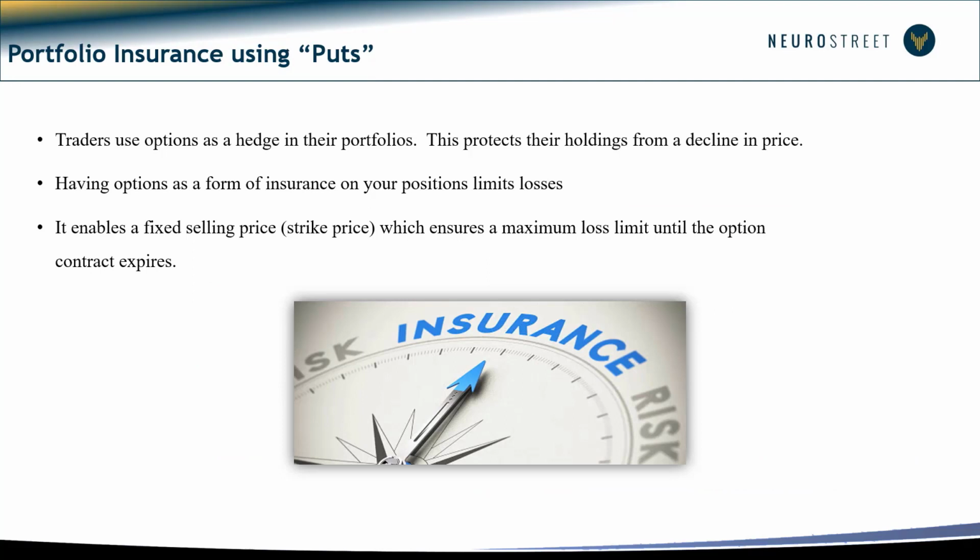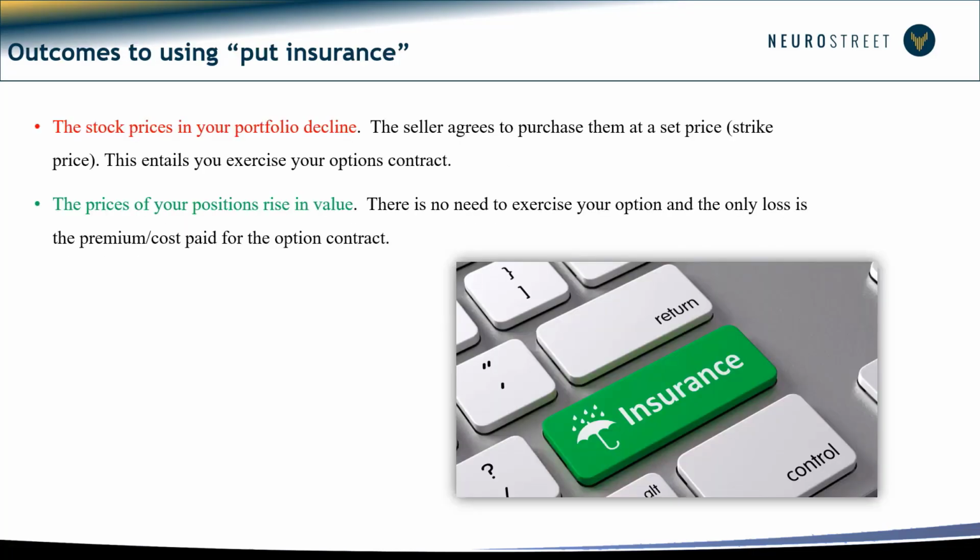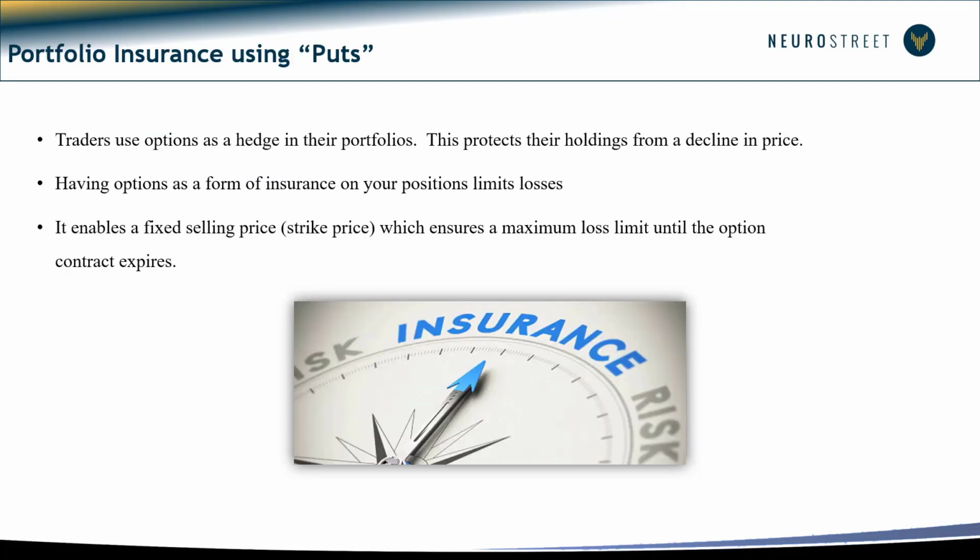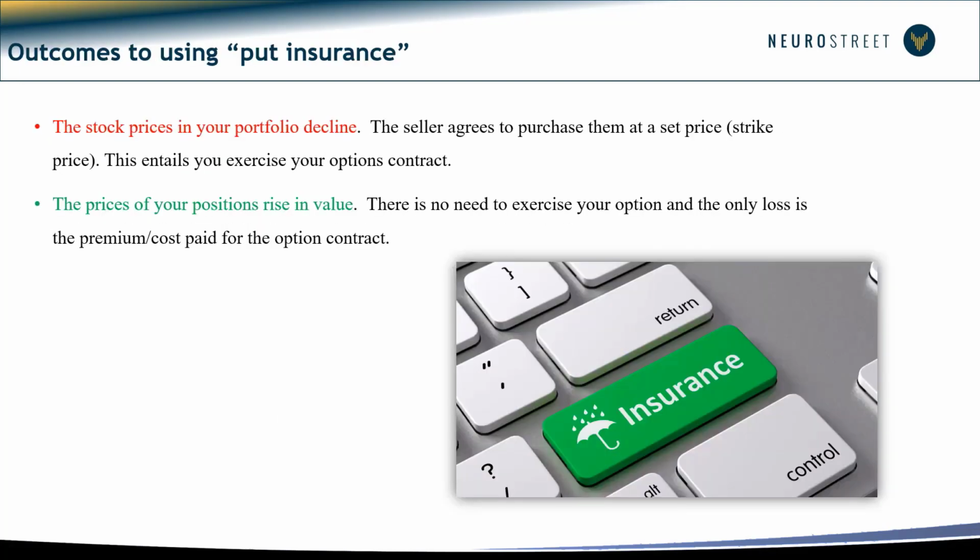Portfolio insurance. Traders use options as a hedge to their portfolios to protect their holdings from a decline in price. Having options as a form of insurance on your positions limits your losses. It enables a fixed selling price, your strike price, which ensures a maximum loss limit until the option contract expires. So let's talk about insurance, because this is only assuming you have a stock or a portfolio and you're trying to hedge the downside risk. Okay.